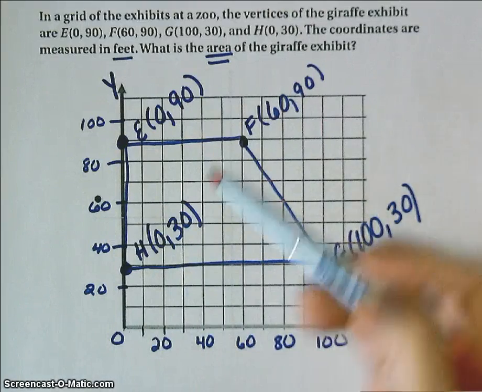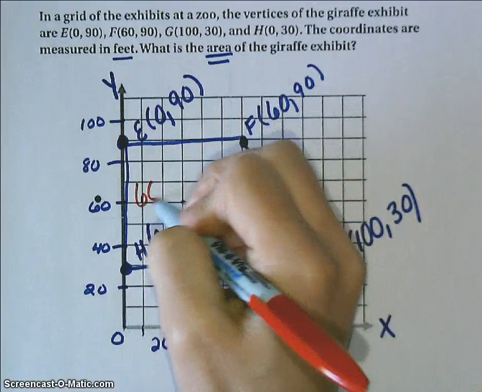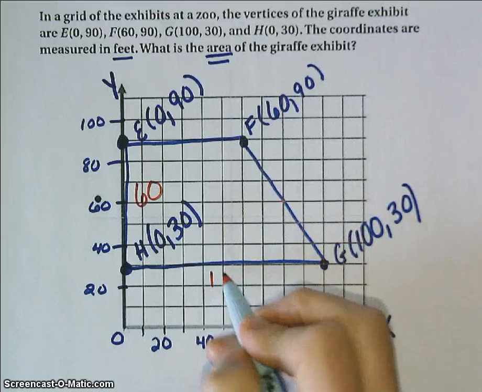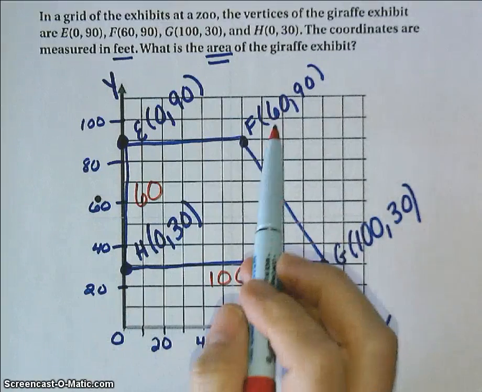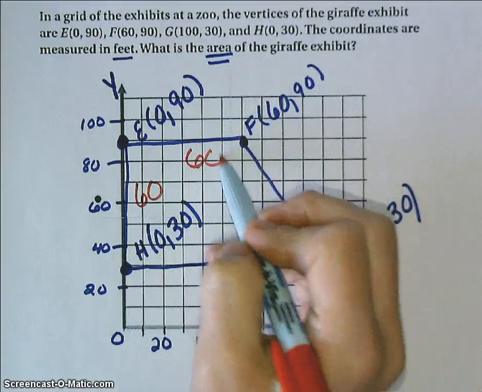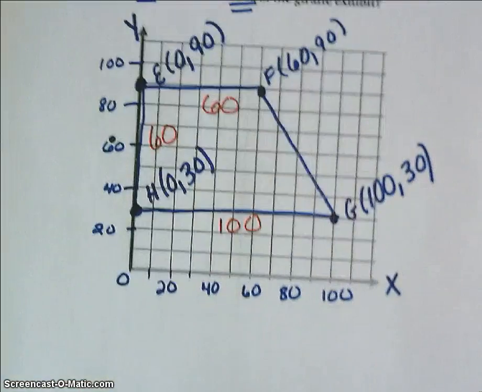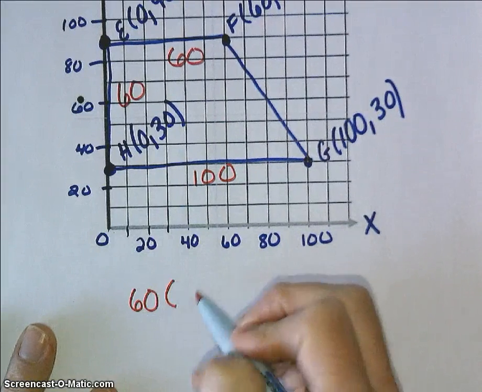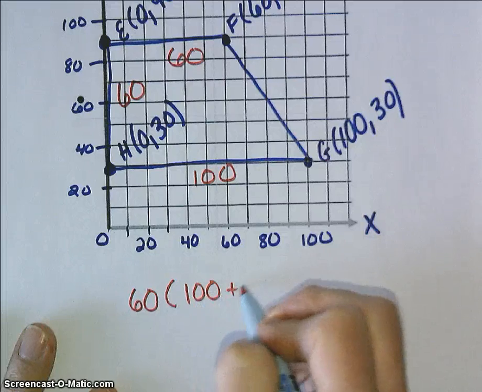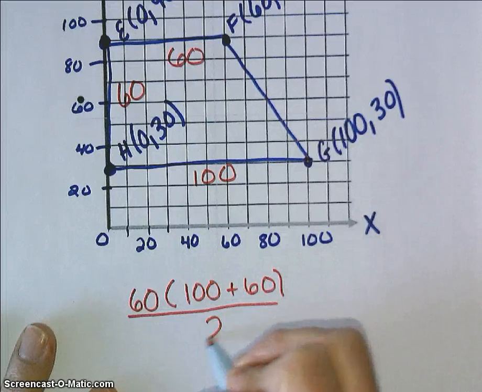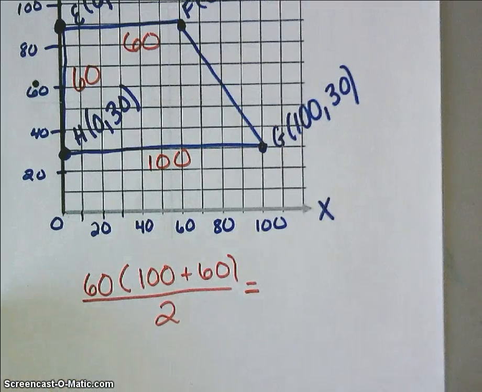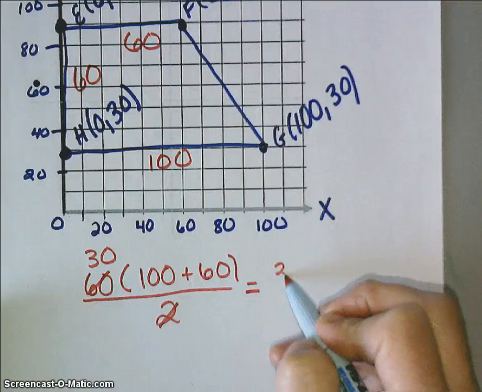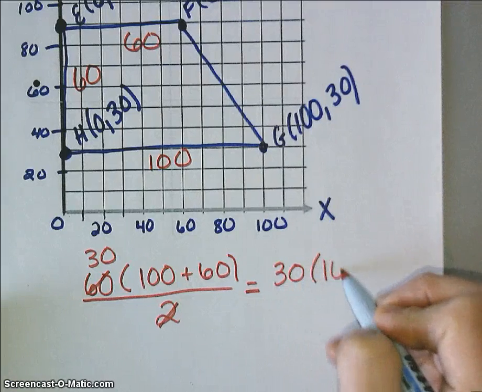So my height is 90 minus 30, which is 60. My base 1 is 100 minus 0, which is 100. And my base 2 is 60 minus 0, which is 60. So now I can plug those into my area formula. And I can get 60, which is my height, times base 1 plus base 2, all over 2. Simplify that, and 2 goes into here 30 times. And I get 30 times 160.